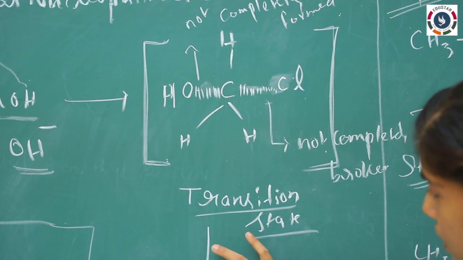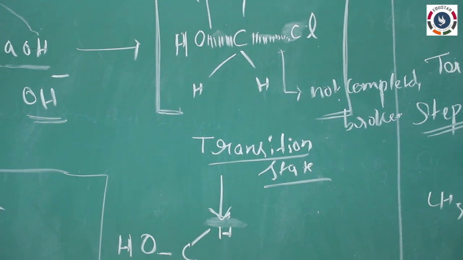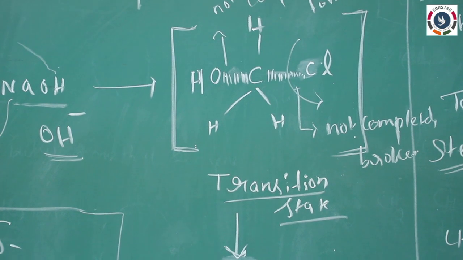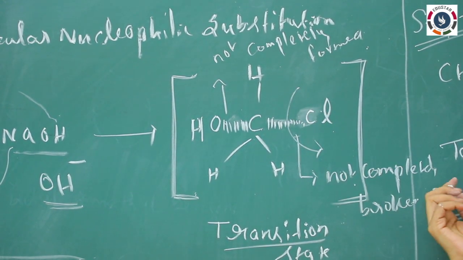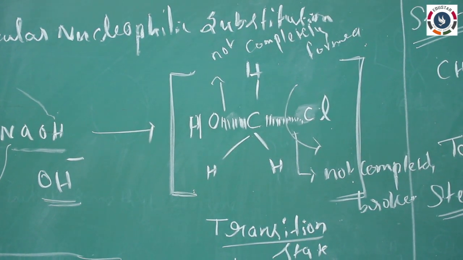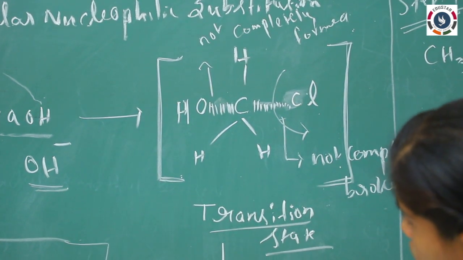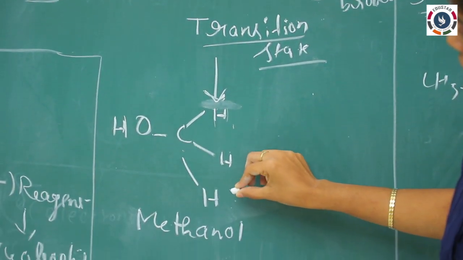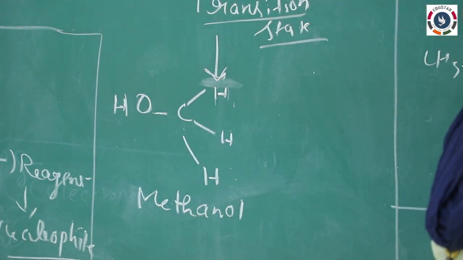At the next stage, or after some time, the halogen group will leave the substrate. The halogen group will leave the substrate and the OH group will form a bond between it and the carbon atom. Here can you see the difference? All the substituents are present at the opposite end of the incoming nucleophile.